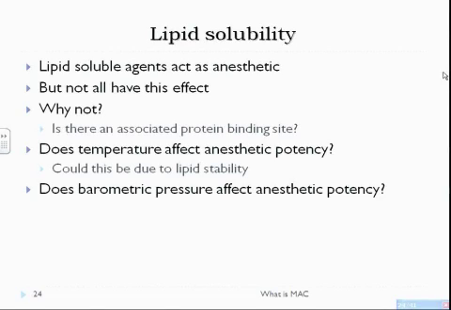And does barometric pressure affect anesthetic potency? And the answer is yes. If I increase your barometric pressure, you're more difficult to keep asleep. But why would that be the case? Right, you squeeze the lipid membrane. So if I put you under the ocean and try to put you to sleep, and you're being compressed, it's actually more difficult to keep you asleep. Not that that ever is going to happen, but it's something to be concerned about, possibly.